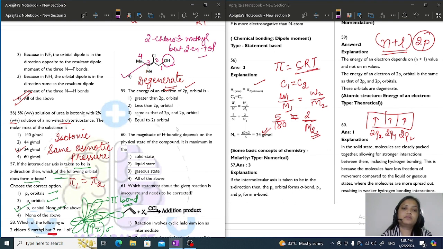So of course it's the same as that of 2px and 2py, but of course it will be more than 2s, so that's why it is also not correct. So answer is option 3.